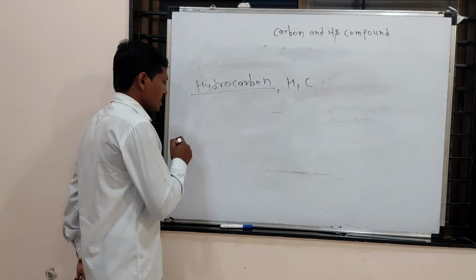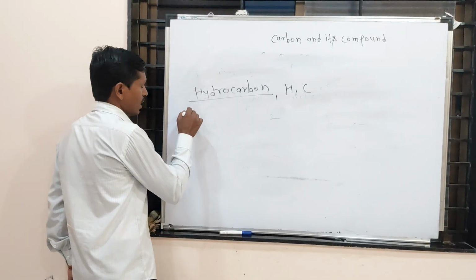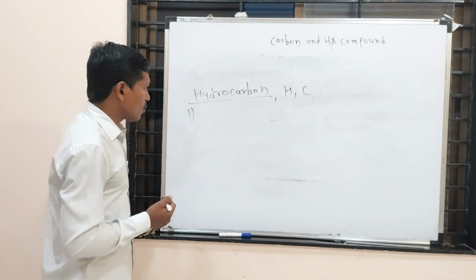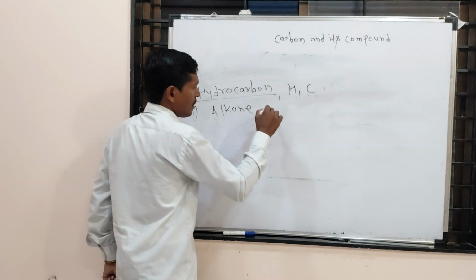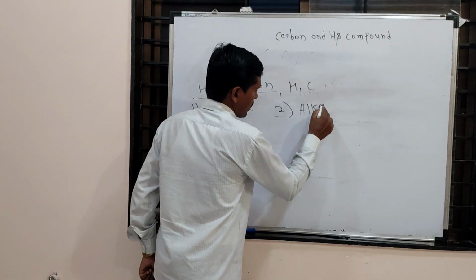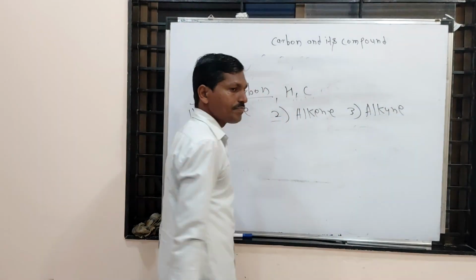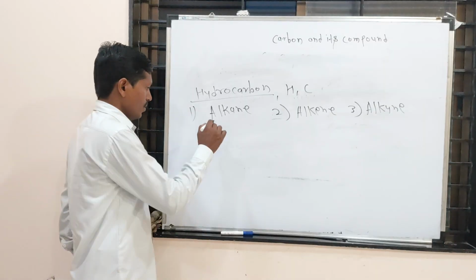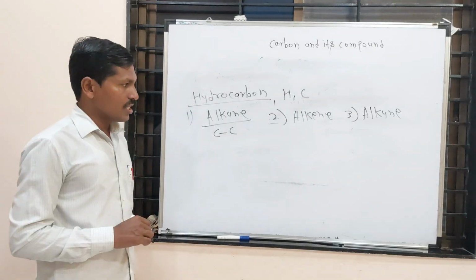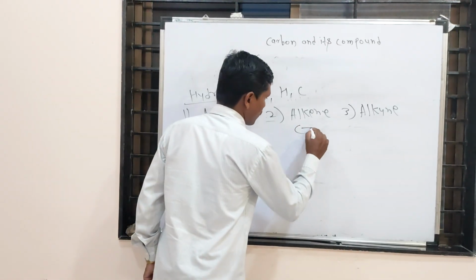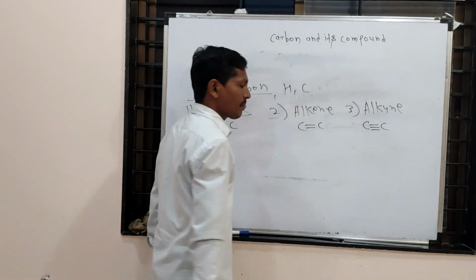Now you see children, if we see the classification of hydrocarbons, how are hydrocarbons classified? Hydrocarbons are classified into three different groups. Remember, one is called alkane, another is alkene, and the third one is alkyne. Here what happened, you see, in case of alkane, there is a carbon-carbon single bond. In case of alkene, there is a carbon-carbon double bond. In case of alkyne, there is a carbon-carbon triple bond.